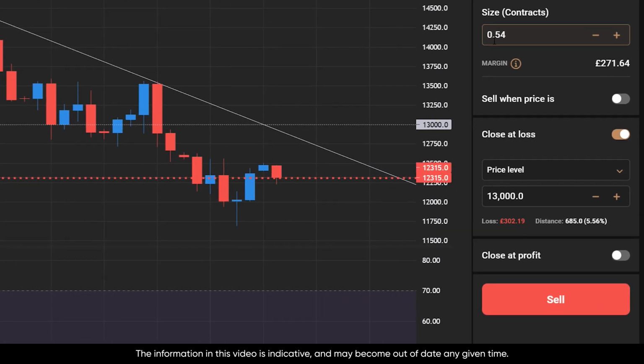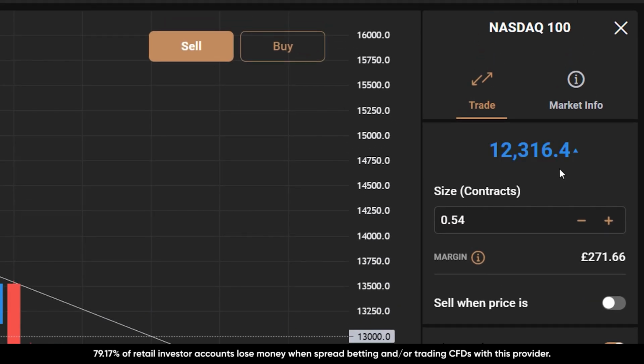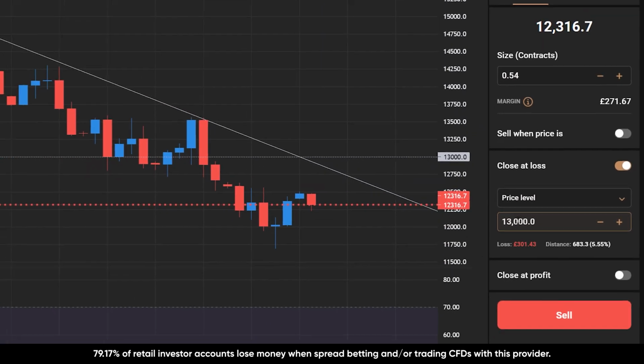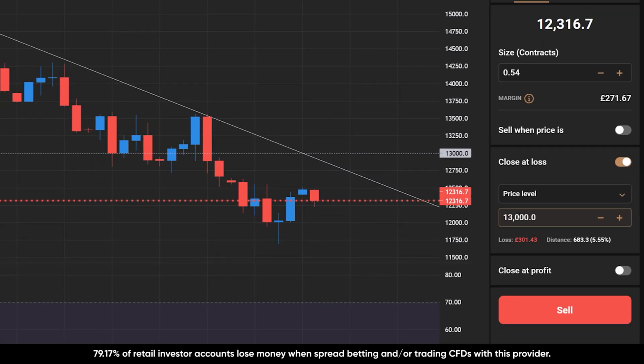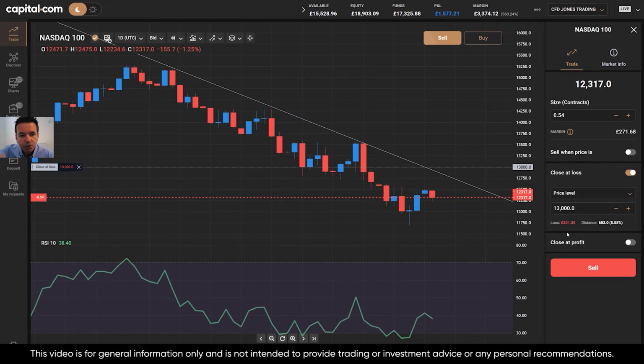So just to recap, I'm going to open up a position on the Nasdaq, which is currently trading just above 12,300. I am selling to open the position. So I am short selling and I'm going to sell 0.54 contracts. I'm going to put a stop loss on the trade at 13,000. So if the market rallies to 13,000, I'll be taken out for a loss, and my loss on the trade is around £300. That's it. I'm ready to go. So I'm ready to open my short sell.